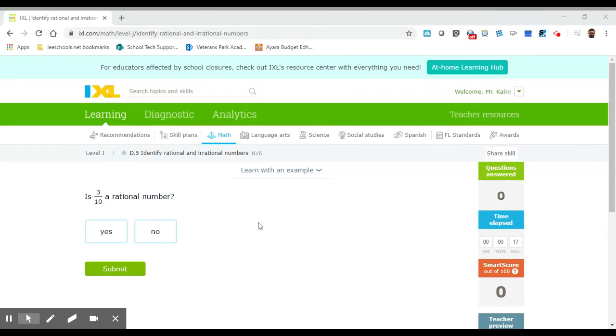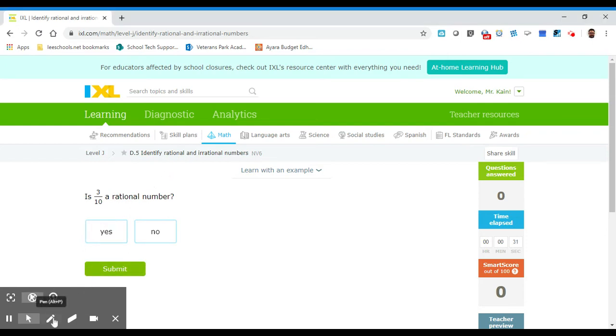All right, the topic we are working on today is called identify rational and irrational numbers. The quick code for IXL is NV6, eighth grade. And we're working on figuring out rational versus irrational. Now, the easiest way, I think, to identify whether a number is rational or irrational is to quickly find out what an irrational number is. There's only a few kinds of irrational numbers, but there's a ton of rational numbers.